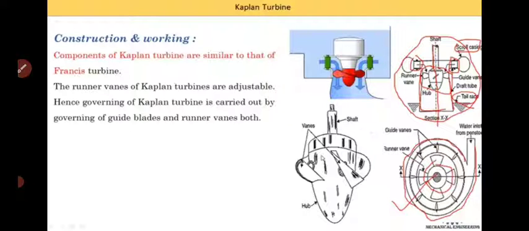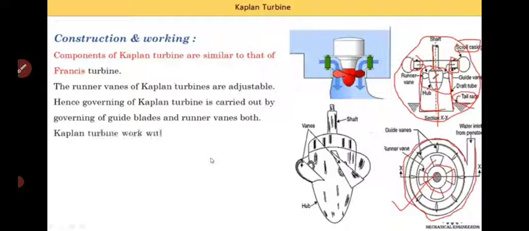Kaplan turbines and propeller turbines are similar, but in a propeller turbine, these runner vanes are not adjustable, so it is known as a propeller turbine. That is the only difference between propeller turbine and Kaplan turbine. I repeat that in a propeller turbine, the runner vane angle is not adjustable, but in a Kaplan turbine, the runner vane is adjustable.